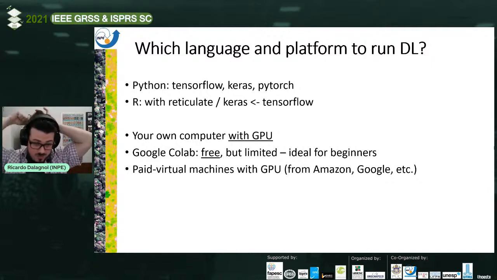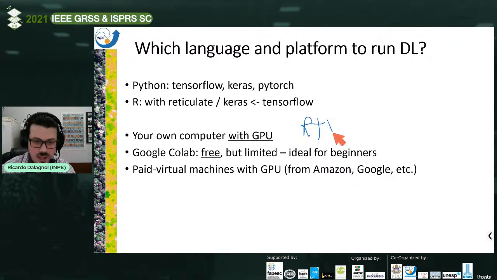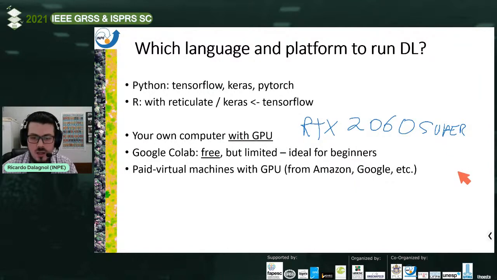Not very heavy models, but you can run. So ideally, you have a machine with a GPU. For example, I have an RTX 2060 Super GPU. You can Google it. It's a very good GPU. There are others much better than mine as well, but mine is a very good one.